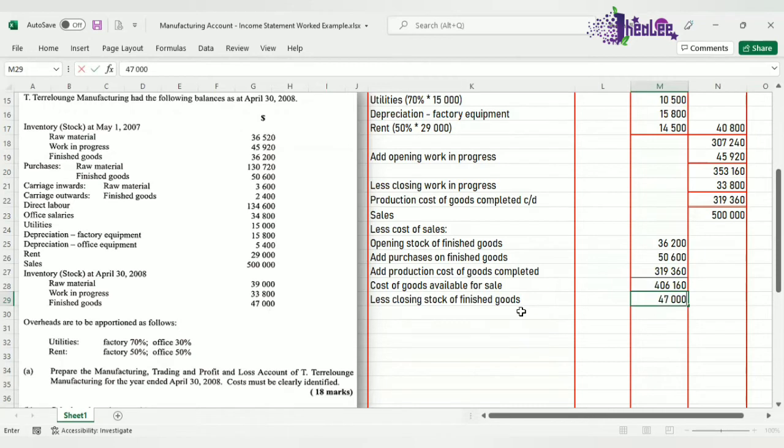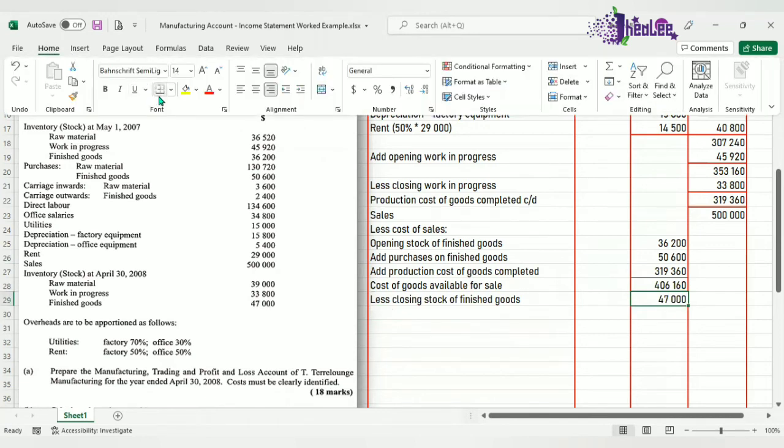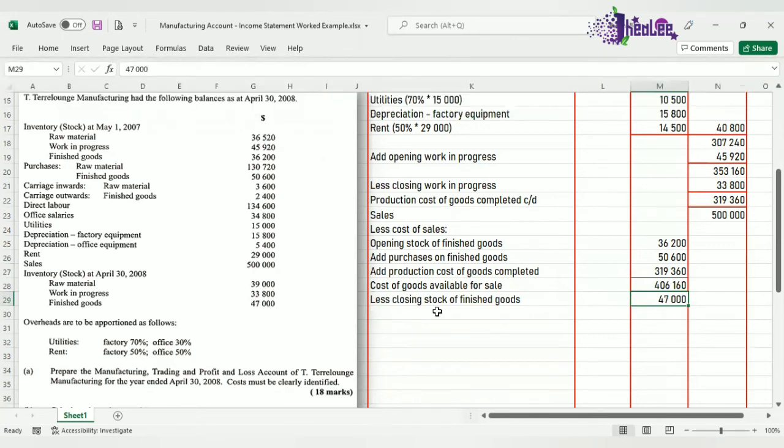Now, our next aim is to enter that closing stock of finished goods figure, and this is 47,000. And we're going to subtract that from the cost of goods available for sale, and then that would give us our cost of sales. So cost of sales. You can enter it in a different row if you want, like I'm doing now, or you could put it directly in this row.